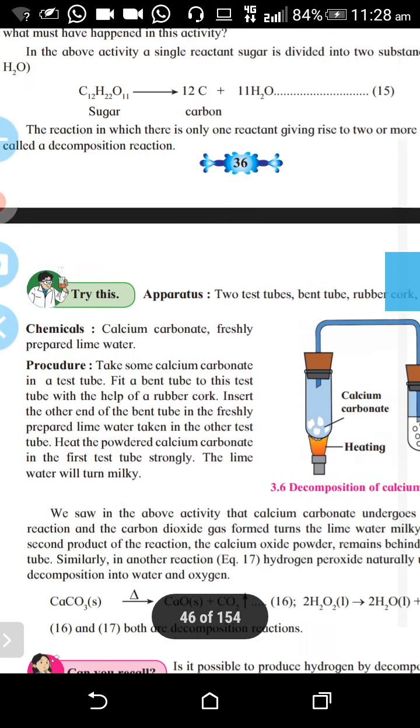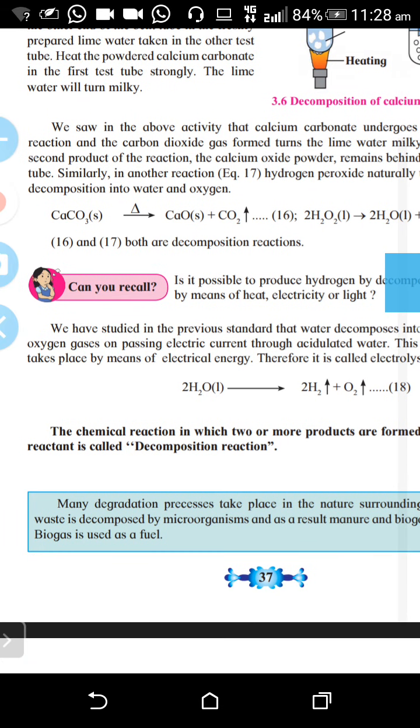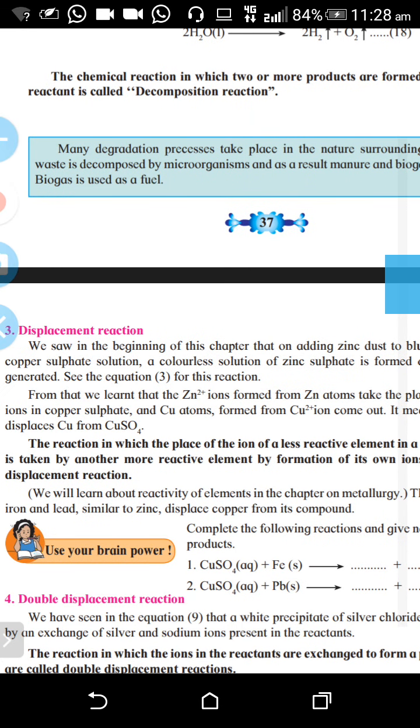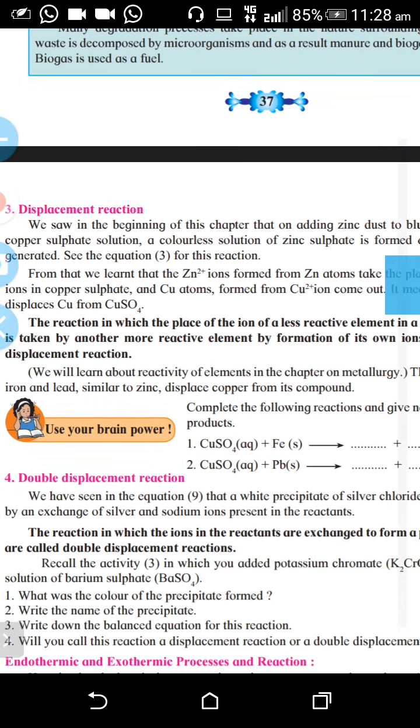You can write your own examples also. It is not compulsory that you write only the same examples from the textbook. Your own examples can also be written. But when the question comes to identify the type of chemical reaction, at that time they will give examples from the textbook only.